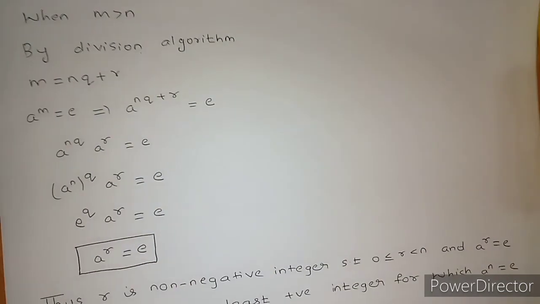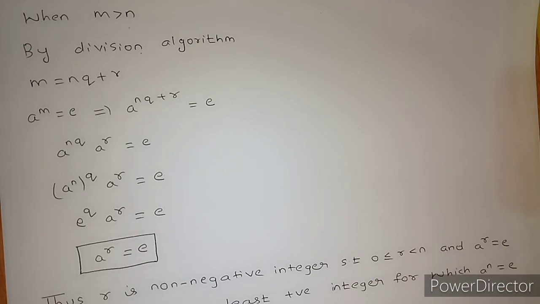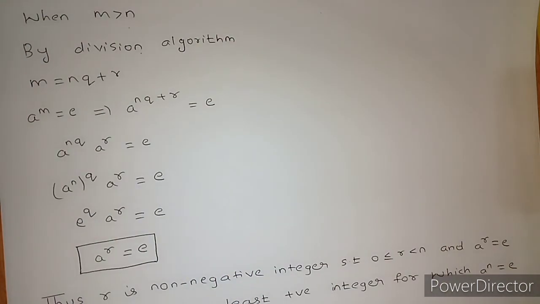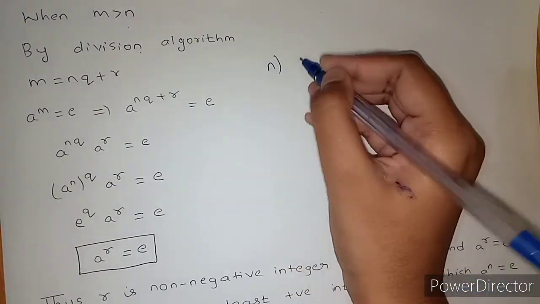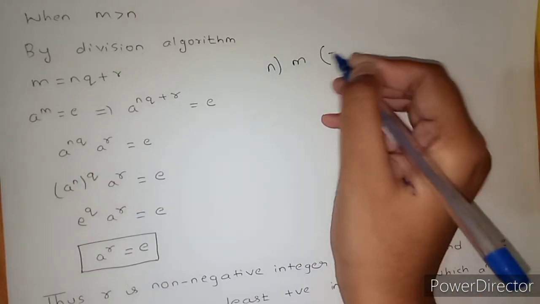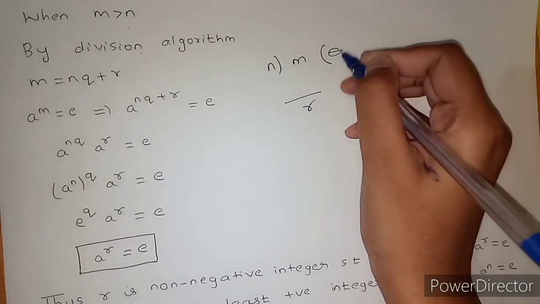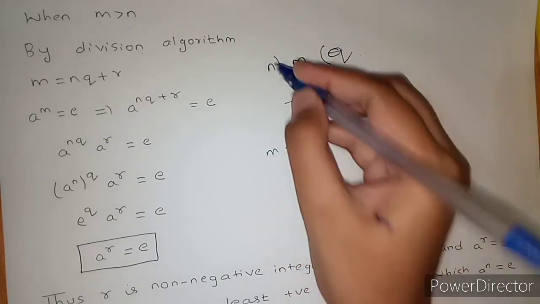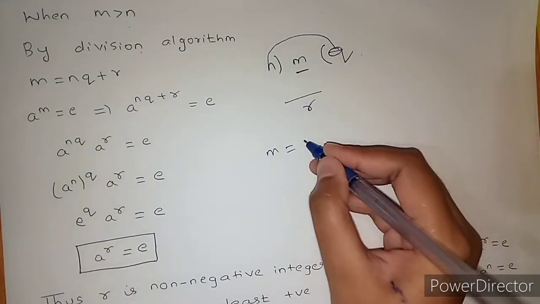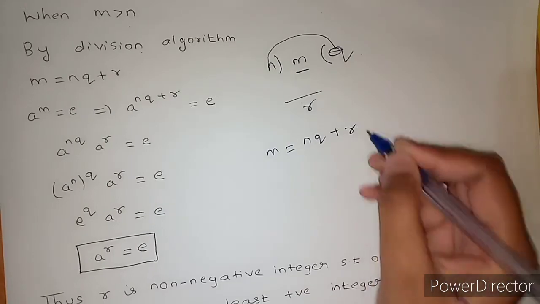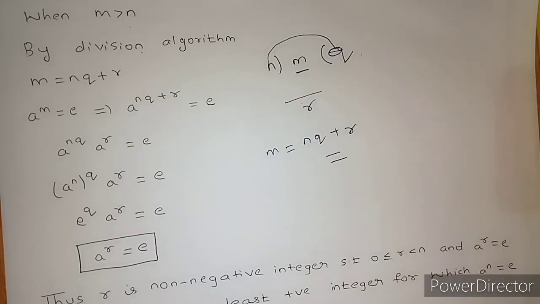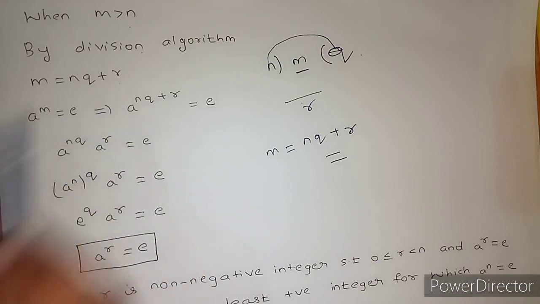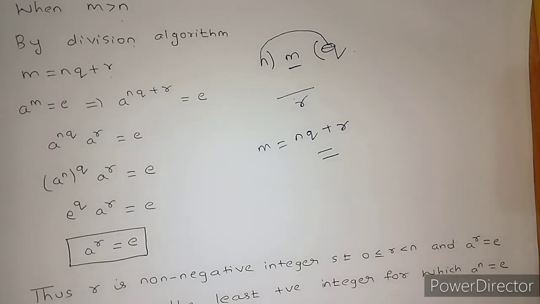Next is the second condition, when M is greater than N, by the division algorithm. You know the division algorithm? See how this is, I will explain. Here N is dividing M, right? So here N, here M, here the quotient, here the remainder. Here M is equal to, we have to multiply these two, N into Q plus the remainder R. So this is the division algorithm, right? So M is equal to NQ plus R.